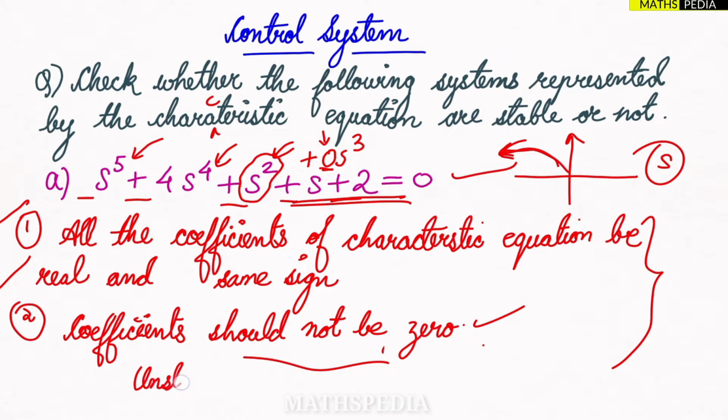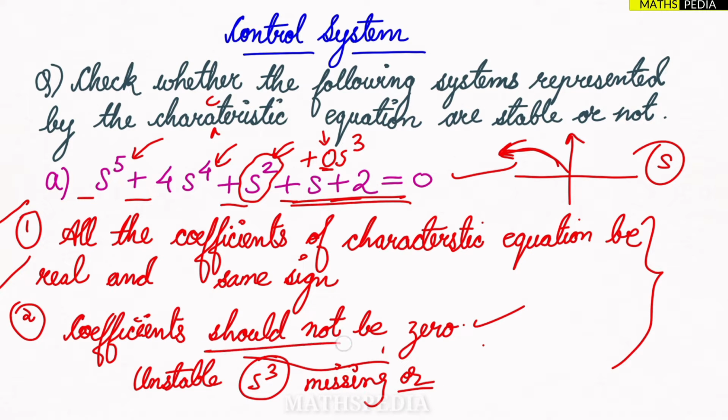Why is it unstable? Because the s power 3 term is missing. You can write it as missing, or you can write it as the second condition, that the coefficient of s power 3 is 0. Okay, that you are getting. Let us see a few more problems.